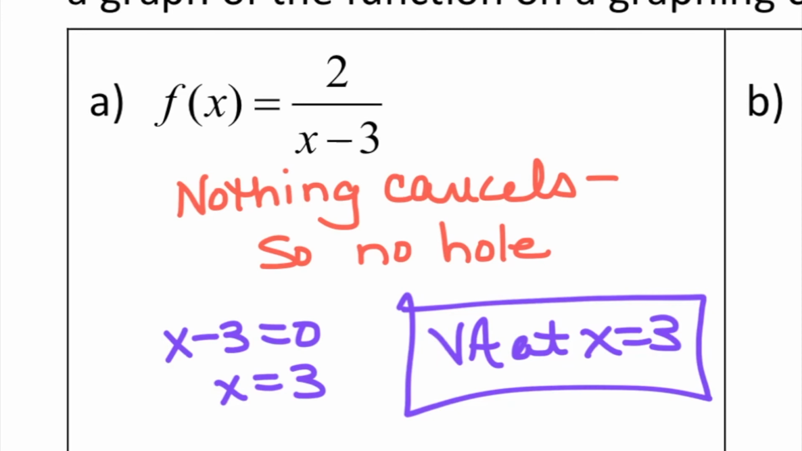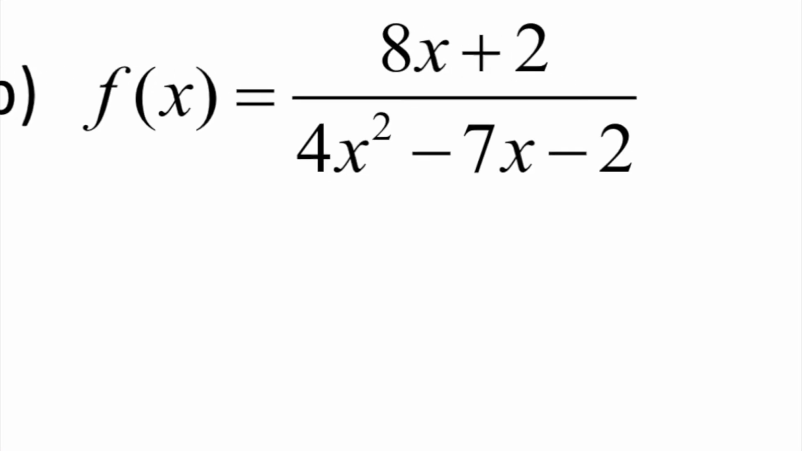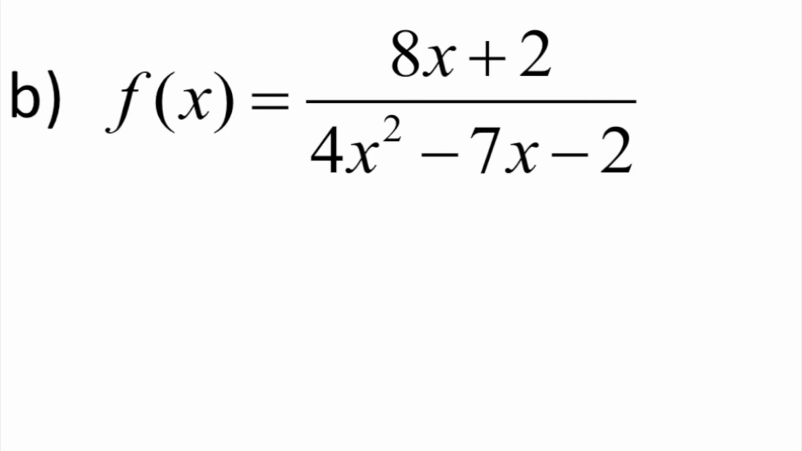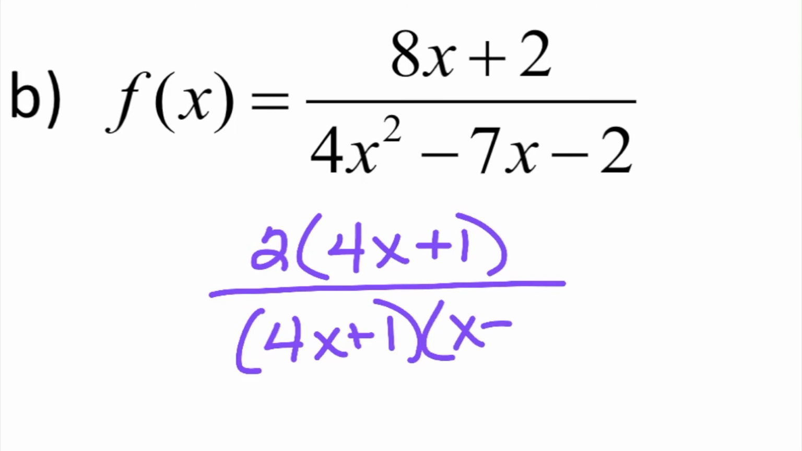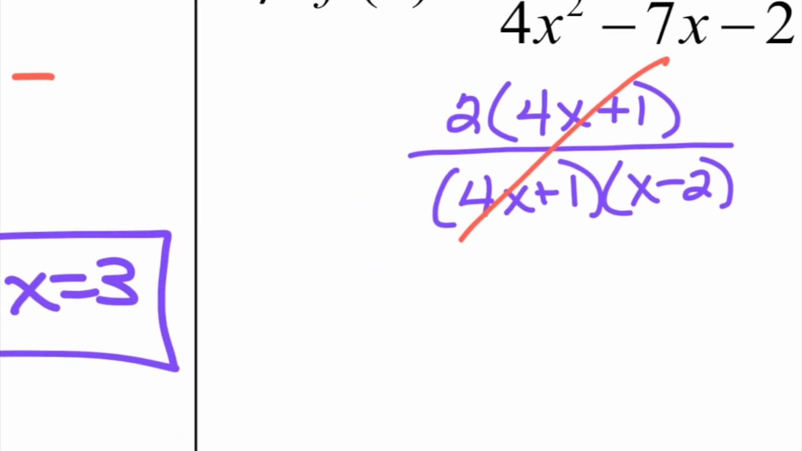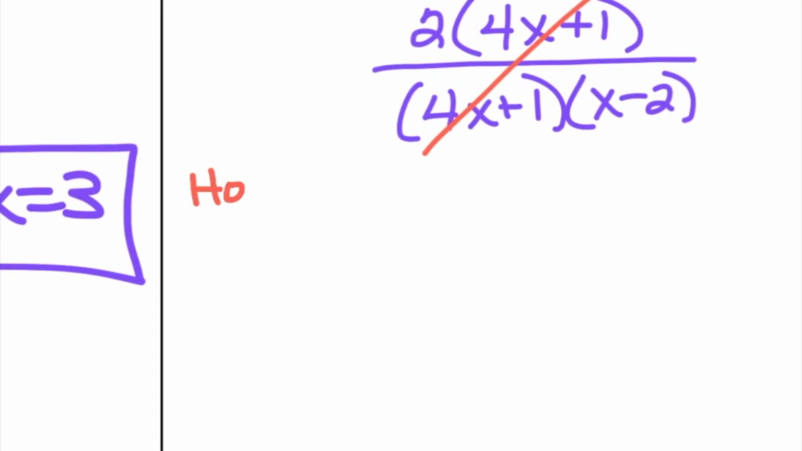In letter B, you're going to need to factor first. So if I take out a GCF in the numerator, I get 4x plus 2 times 4x plus 1. In the denominator, I'm going to use my grouping or box method. Pause the video, factor that for yourself. You should get 4x plus 1 times x minus 2. Now you have something that factors, and so let's start with the hole.